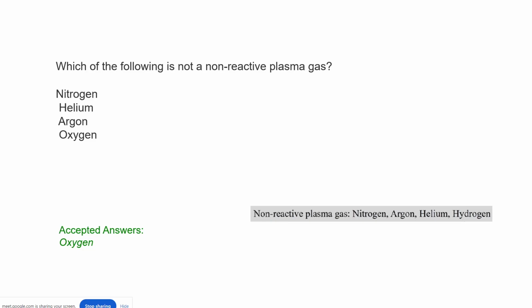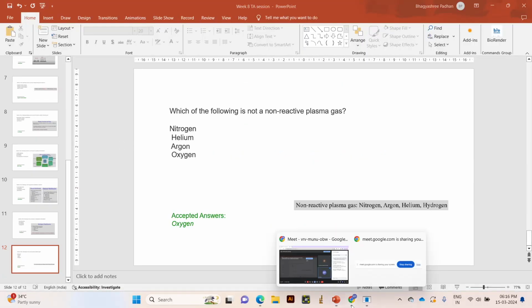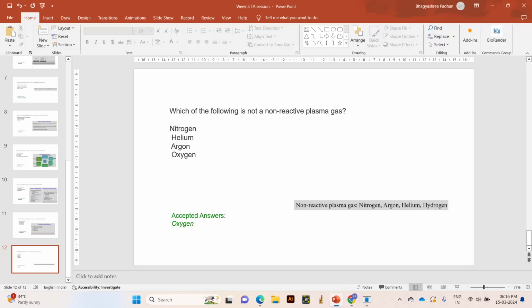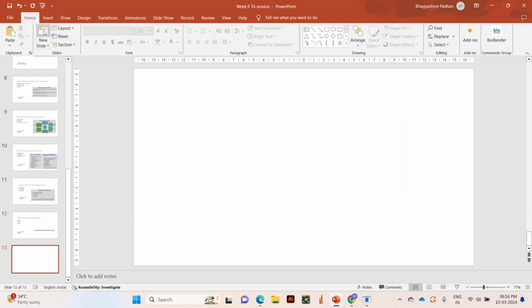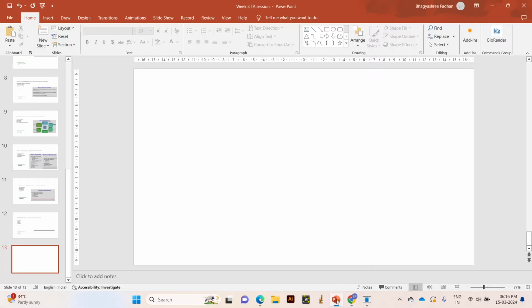So these were all the solved answers for week 7. And please let me know if you have any doubt or you want me to go through any question again. You want me to discuss the XRD problem of these two. So these two are part of the next assignment. I cannot solve the assignment per se, but I can give you a hint.